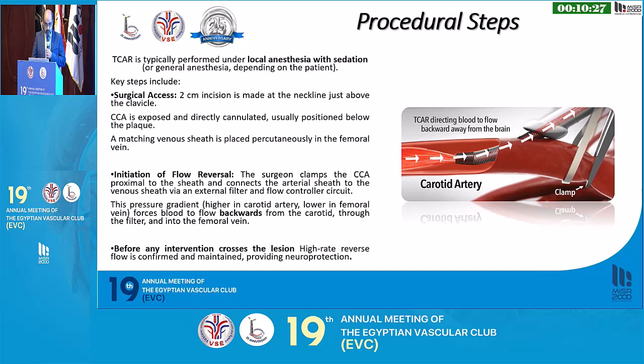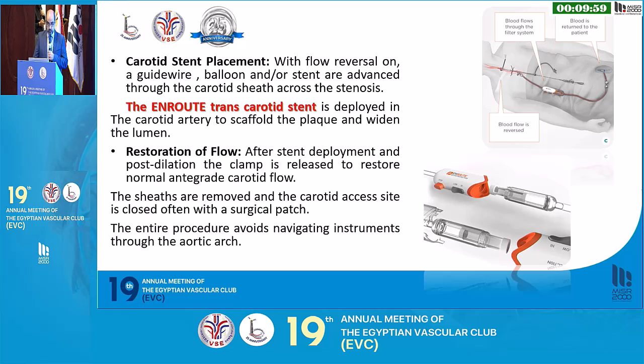For initiation of flow reversal, the surgeon clamps the common carotid artery proximal to the sheath and connects the arterial sheath to the venous sheath via an external filter to form a circuit. This pressure gradient, which is higher in the carotid artery and lower in the femoral vein, directs the blood backward from the carotid through the filter before any intervention to cross the lesion. A high rate of reverse flow is confirmed and maintained to ensure neuroprotection.